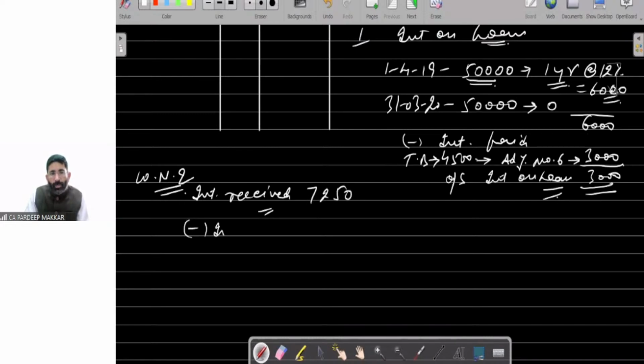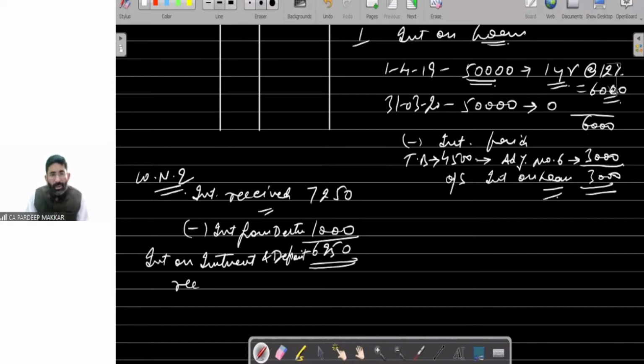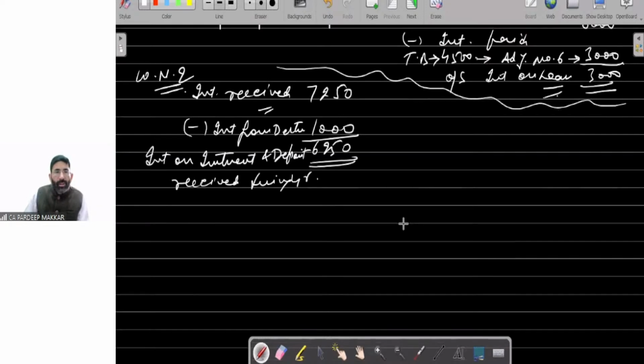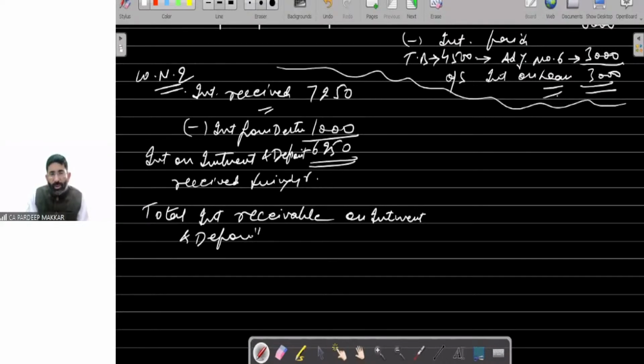He says it includes interest from debtors worth rupees 1,000. So the remaining 6,250 is what? Balance on investments and deposits. Now this is the interest on investments and deposits received during the year. But what we need is the total amount of interest due during the period. How much is the total interest receivable on investments and deposits? Check it out. We know that we have an investment worth rupees 25,000.